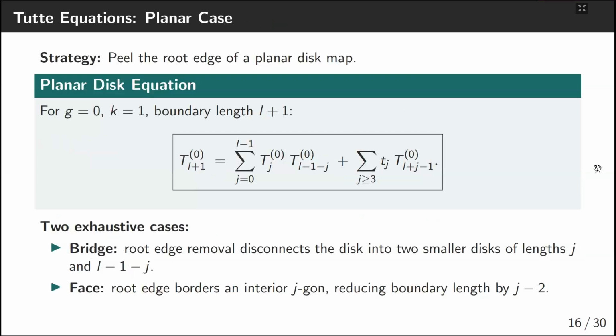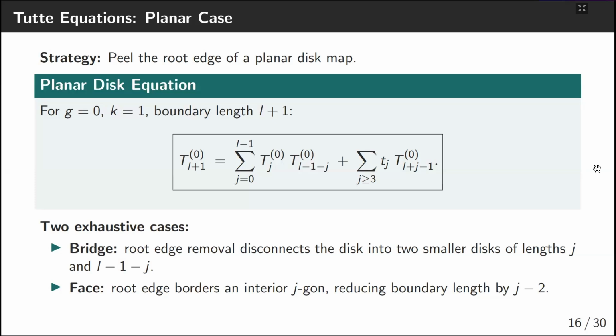So we have a strategy. We'll peel the root edge of a planar disk map. We will do a peeling. So for G equals 0, K equals 1, the boundary length is L plus 1. So we get this expression. This is the recursion. We have two exhaustive cases. These two cover all the cases.